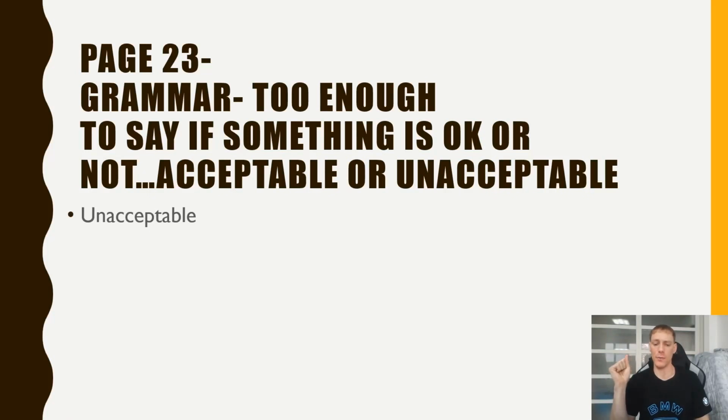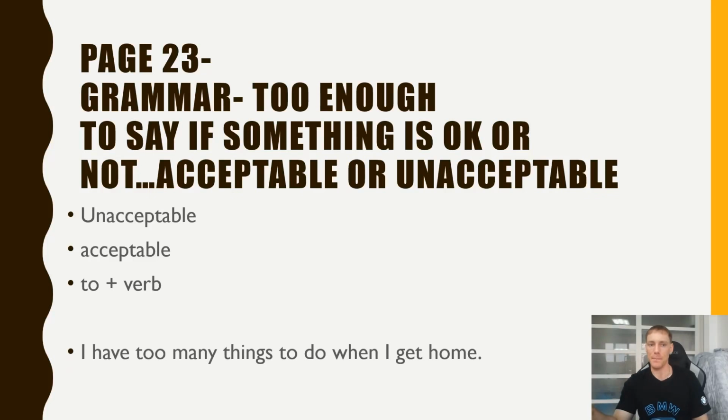Now, as we said, if we use too and not enough, it means something is unacceptable. Not too and enough tell us that something is acceptable. So be careful. Even I can get it wrong and I'm just reading it. Phrases with too and enough are often followed by the infinitive, the to and the base form of the verb. So these are just the easy ways to remember.